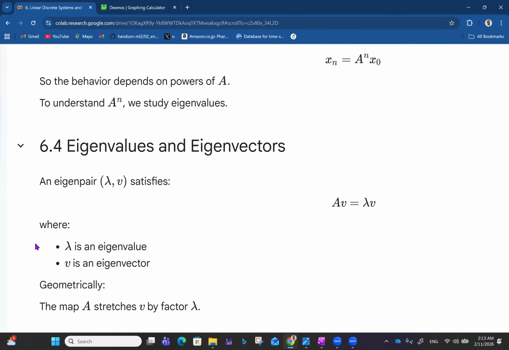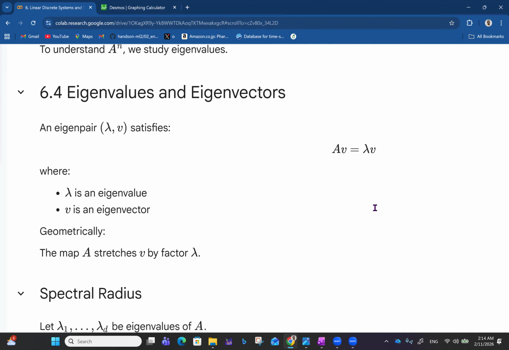So we usually have the eigenpair consisting of the eigenvalue and the eigenvector, and that satisfies Av equals lambda v, which we talked a lot about under linear algebra. Where lambda is an eigenvalue and v is an eigenvector. The interpretation is that geometrically, the map A stretches v by factor lambda. That means if a matrix operates on a vector, the vector is stretched or compressed by the value of lambda here. So a matrix operating on a vector gets to shrink or expand the vector, right?